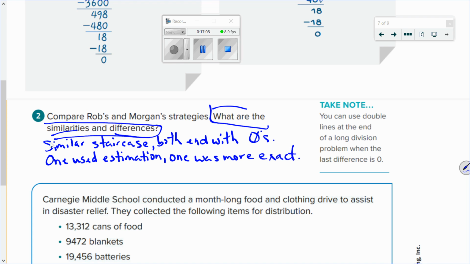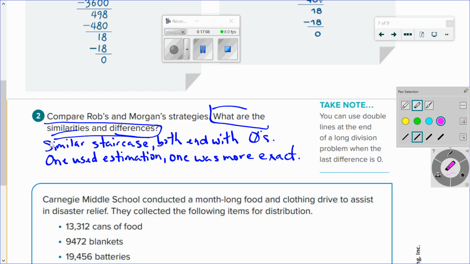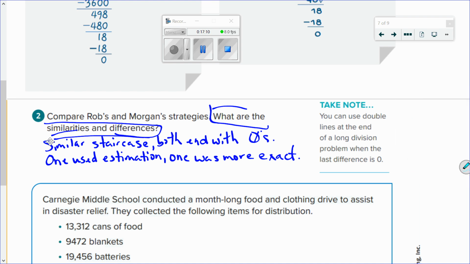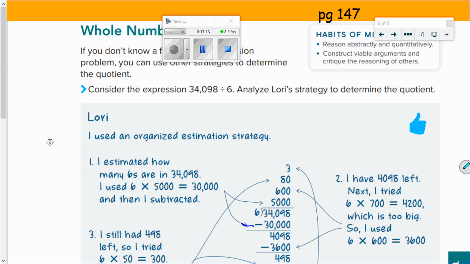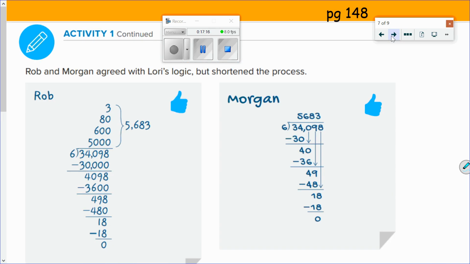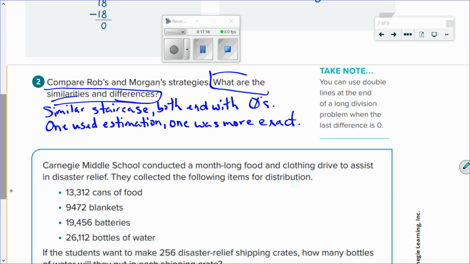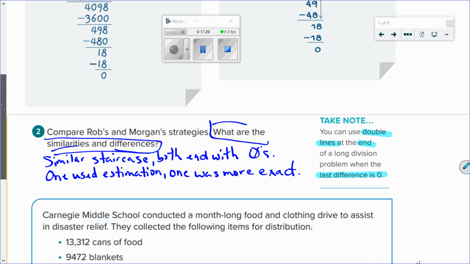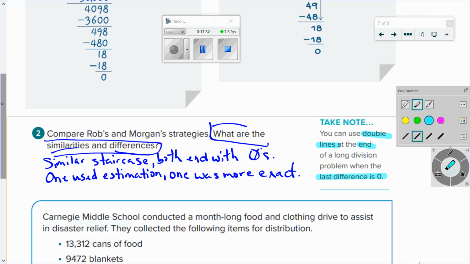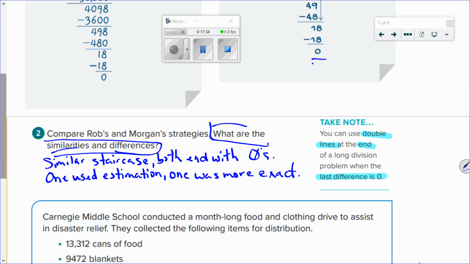Okay, so just a quick note on this one. If I get to the end of a division problem, I can use double lines. Whoa, don't know why I did that. There we go. So we can use double lines at the end of a long division problem when the last difference is zero. In other words, if I get down to the end and I have a zero, I can put double lines underneath it. That tells me I got to the end. So it's just a mathematical shorthand saying, here I got down to the answer.